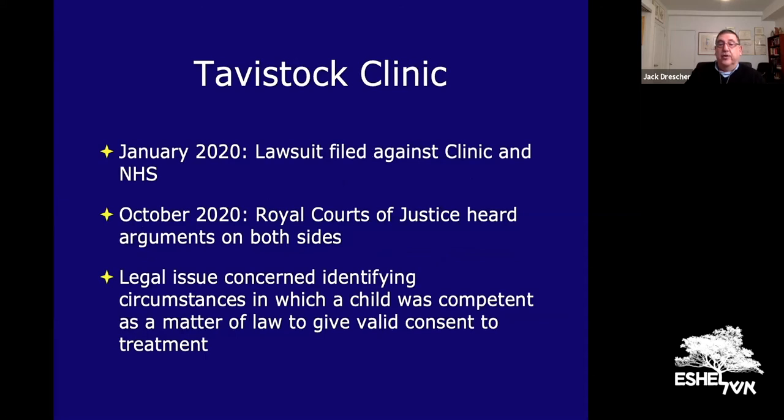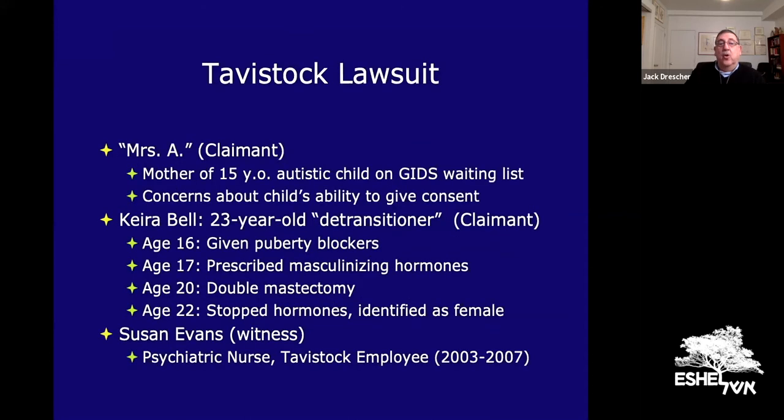in January of last year. Because of the pandemic, they didn't hear the case until October. The legal issues concerned identifying circumstances in which a child was competent as a matter of law to give valid consent to treatment. One of the two plaintiffs, what they call claimants in the UK system, was a mother of a 15-year-old child who was on their waiting list, who had concerns about her child's ability to give consent. The more dramatic claimant was Keira Bell, a 23-year-old detransitioner, which is a term that's out there as well for people who transitioned in one direction and then transitioned back.